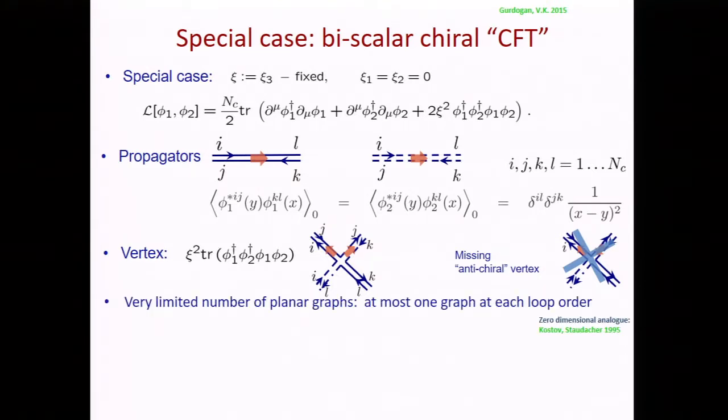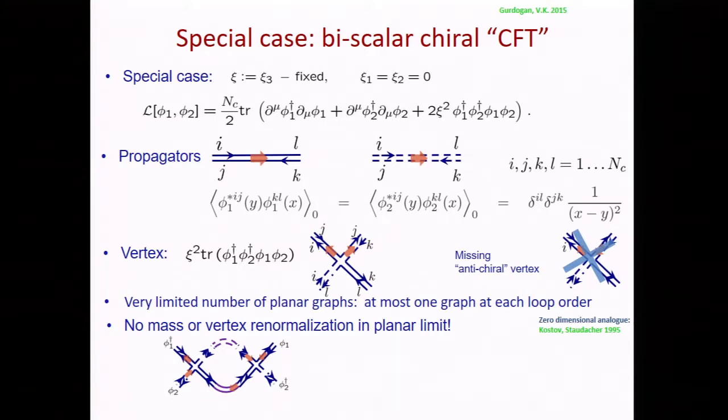But here we somehow preserve conformal properties. And moreover, there is a very limited number of planar graphs in this theory. You will see that roughly it's at most 1 graph at each loop order. It's a very rough characterization, but it's almost true. You'll see the examples. These graphs may look conformal. They may define a conformal theory. Let's demonstrate that there is no mass and vertex renormalization in this theory.